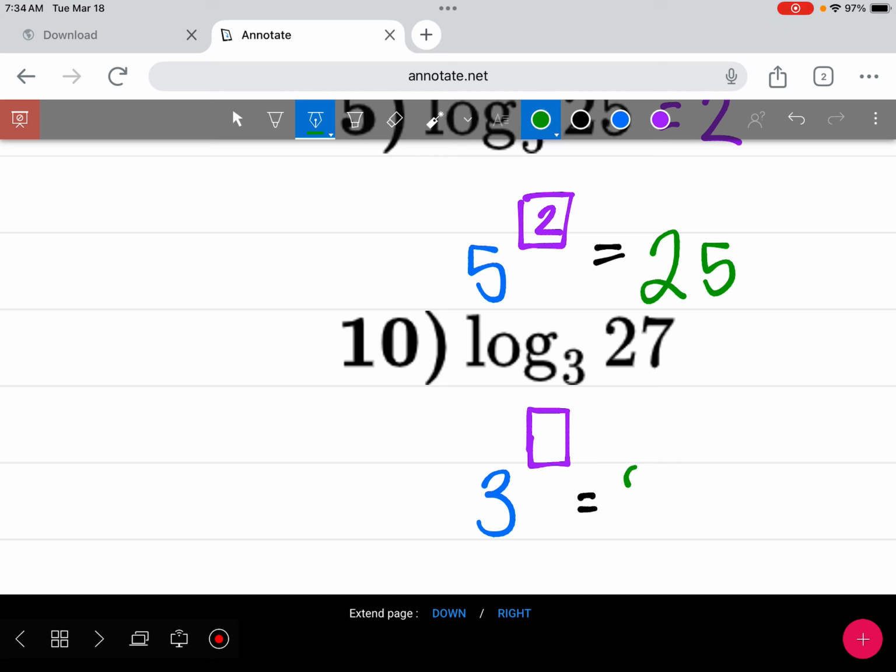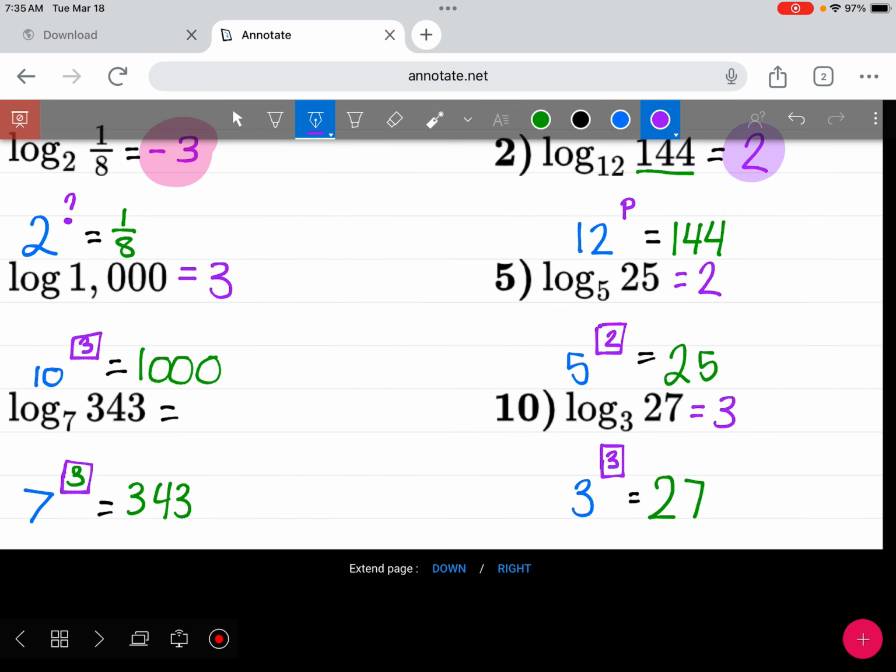And that's going to equal our 27, that argument. So we're trying to figure out what that power is going to be. 3 to what power is 27? 3 cubed gives us 27. So log base 3 of 27 equals 3. So it's almost logic puzzle-y at this stage of it.